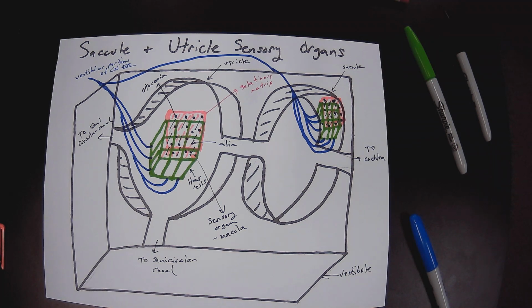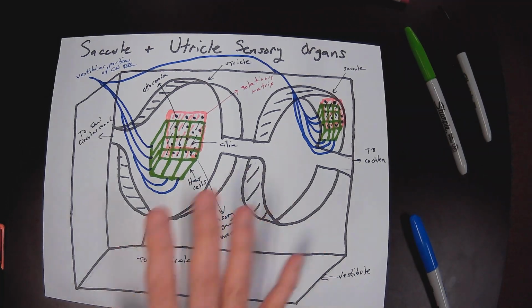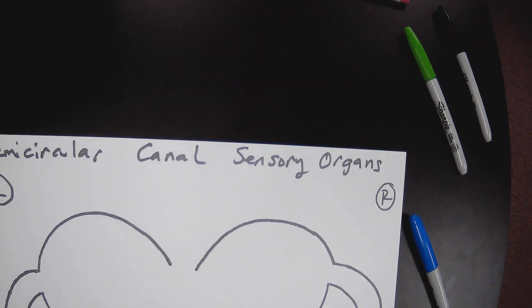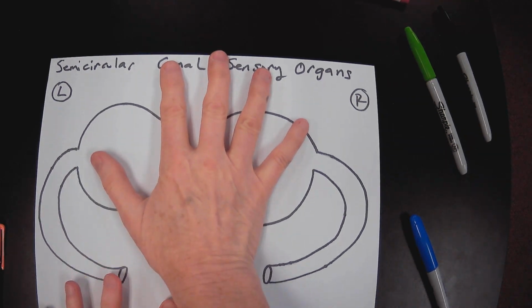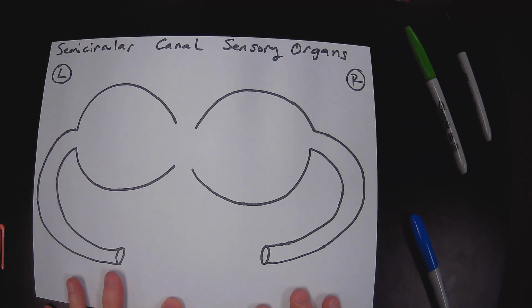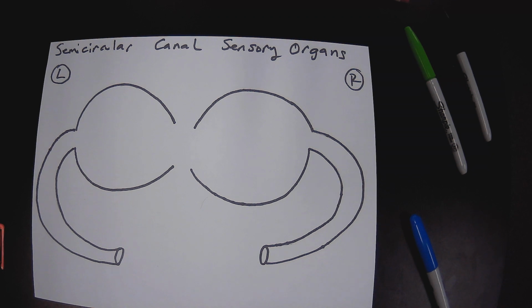Oh, good. Okay, perfect. Okay, that's the saccule and utricle sensory organs. Let's move on to, and I said, the sensory organs inside the vestibule are the saccule and the utricle. The semicircular canals also have sensory organs that we need to talk about, okay? And they're a little bit different.